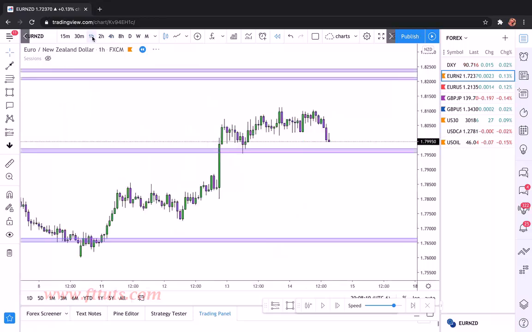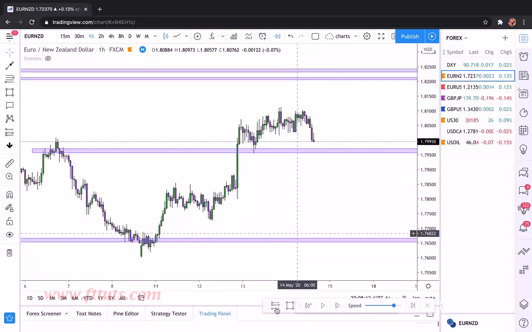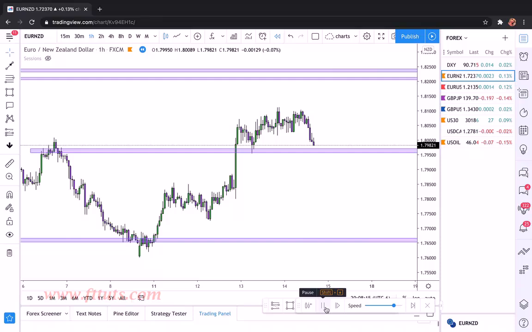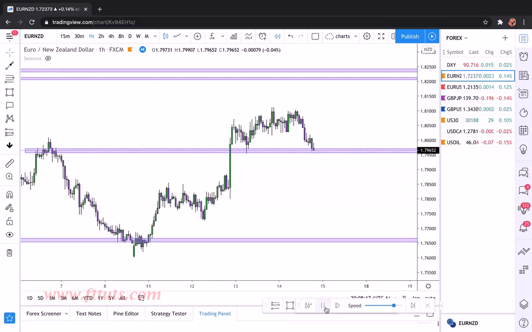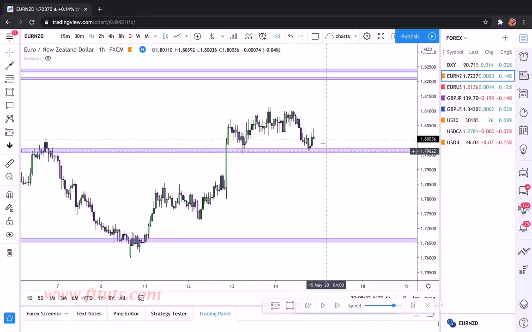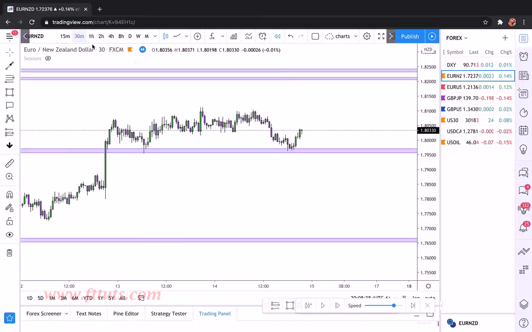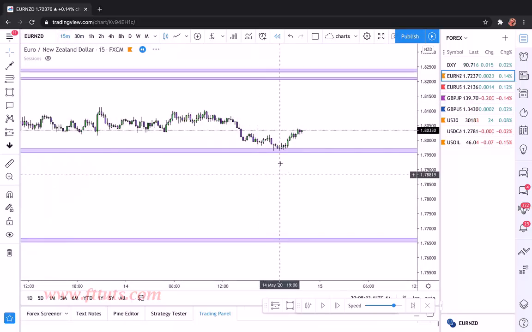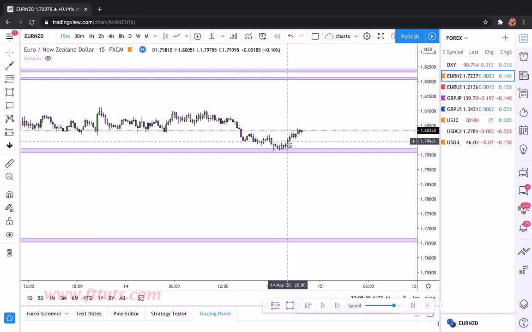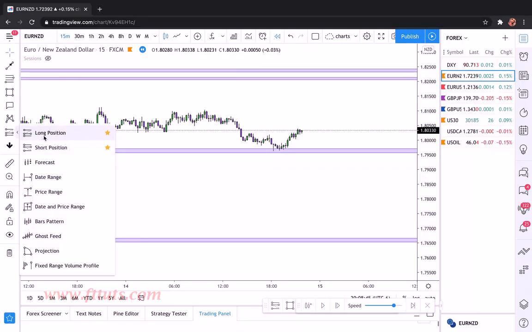So let's go to the 1 hour. Let's play it. Okay, so it's reversing from structure now. So on the 30-minute, this is what it looks like. So we would take an entry anywhere in this area. As long as it's not breaking structure, we could technically take a buy after this candle, but realistically we can see that it's not breaking structure.